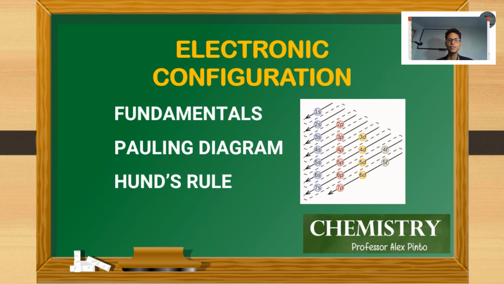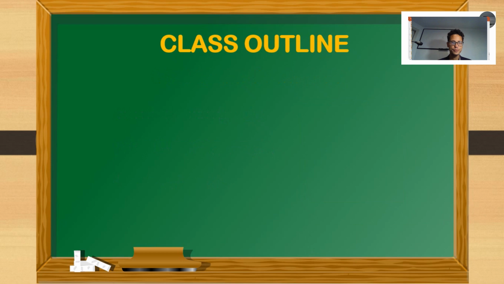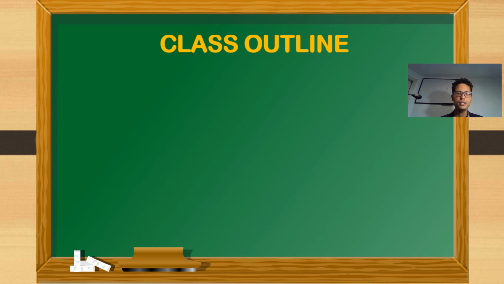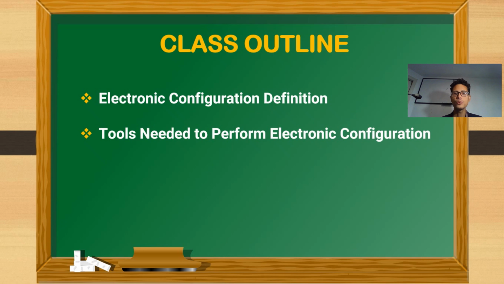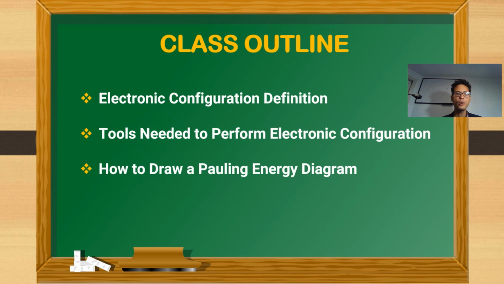The topic of today's class is electronic configuration fundamentals, the Pauling diagram, and Hund's Rule. The class outline: in today's class, we're going to learn the electronic configuration definition, the tools needed to perform the electronic configuration, and how to draw a Pauling energy diagram by yourself.